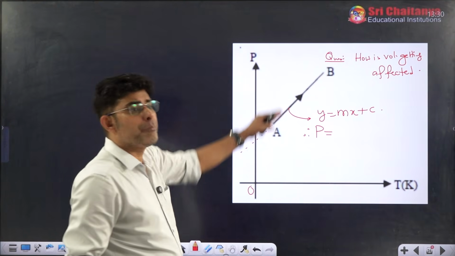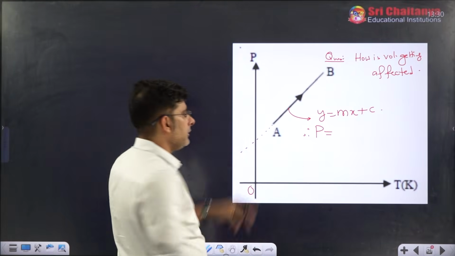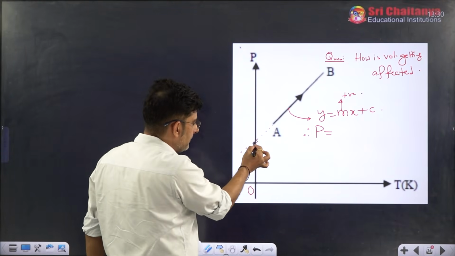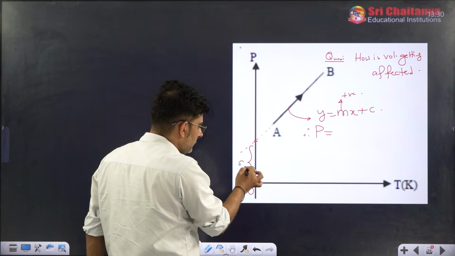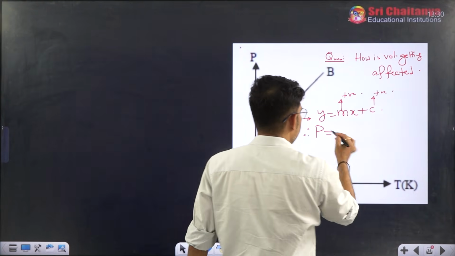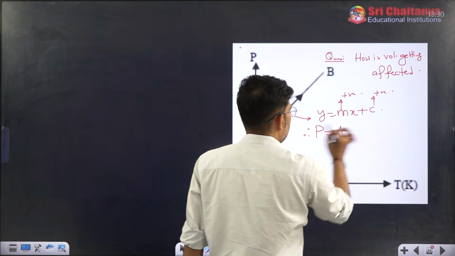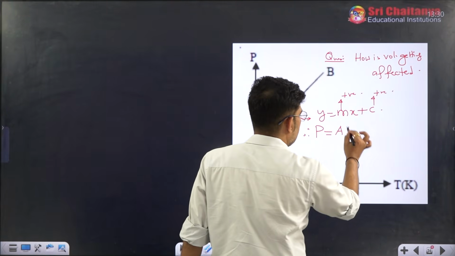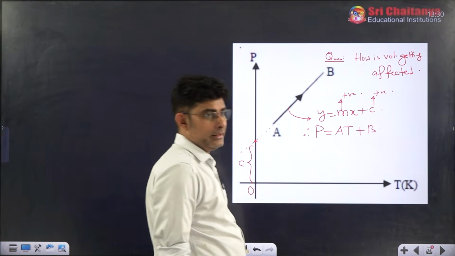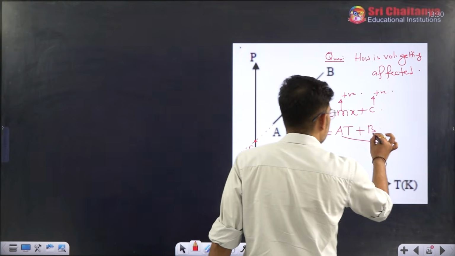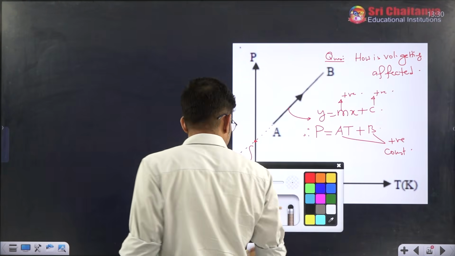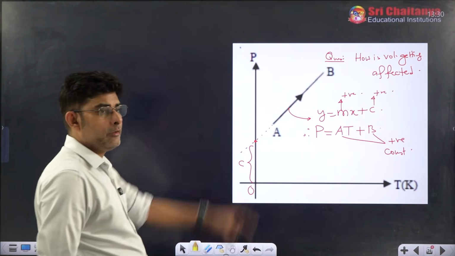This line is going up, so the slope will be positive. This line is cutting the y-axis, this is C, and this is also positive. So we can write pressure as A, x-axis T, C as B, where A and B are positive constants again. Now comes the final thing. We have been asked about volume. P is equal to AT plus B.